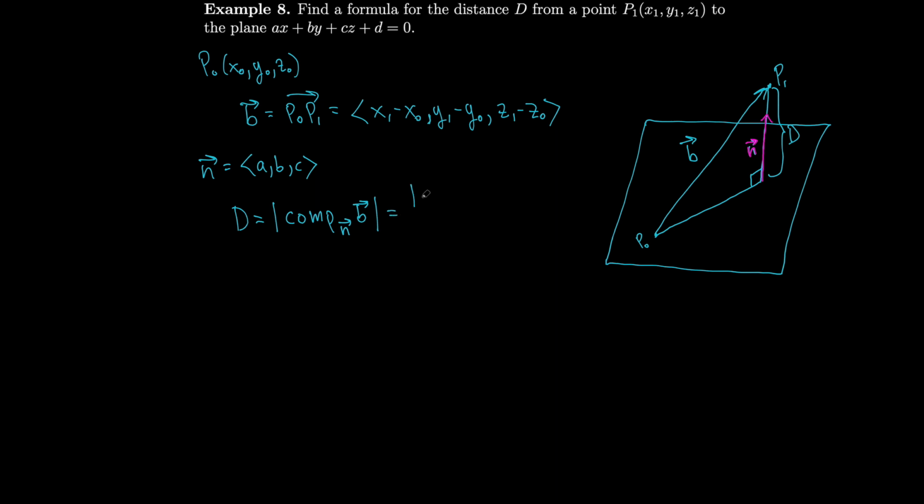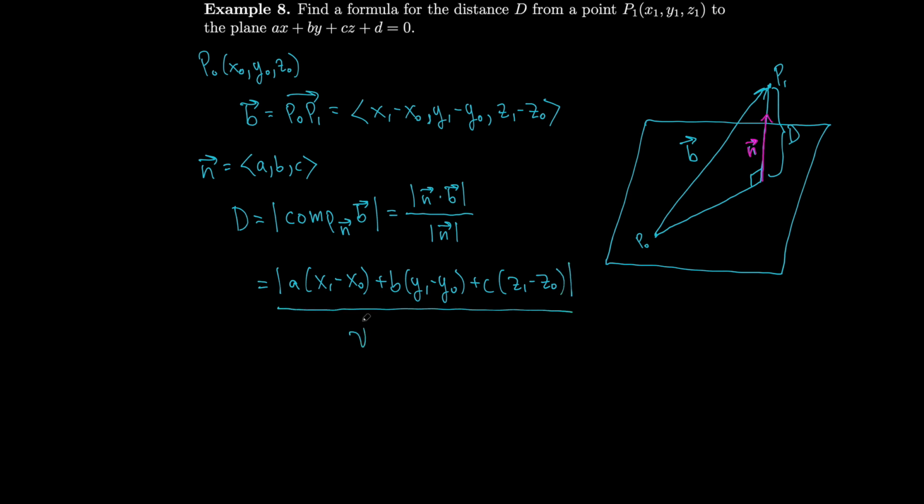So that means I'm taking the absolute value of n dotted with b over the length of n. So this is a length, this is an absolute value. And that's just the absolute value of, well, n dotted with b is a times x1 minus x naught plus b times y1 minus y naught plus c times z1 minus z naught. And then the length of n is just the square root of a squared plus b squared plus c squared.